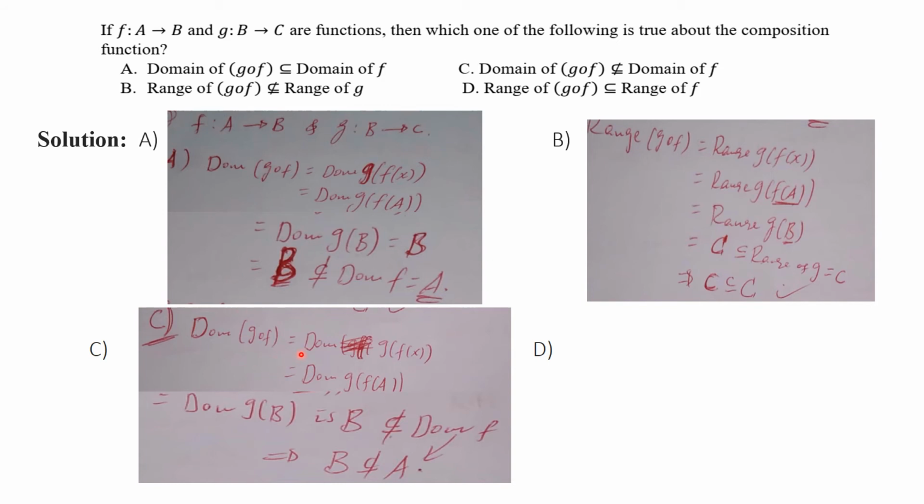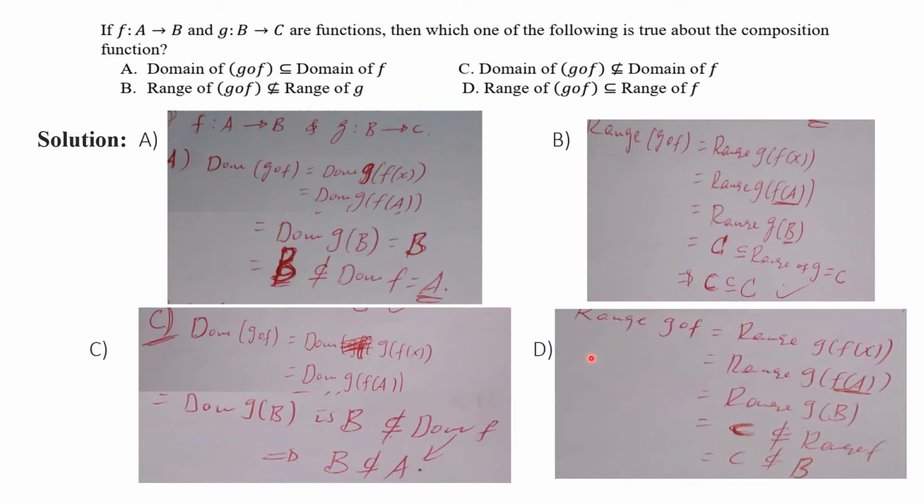Domain of gof means domain of g of f of x, which is domain of g of f of a. F of x means f of a, and f of a means b, so domain of g of b. The domain of g is b, and domain of f is a. So b is not the subset of a, this is true. Here, domain of gof is b and domain of f is a, so the statement b is not the subset of a is true. So the answer will be C.